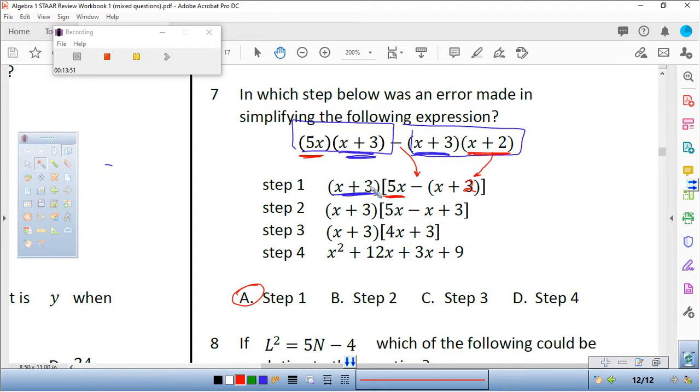All right, because if I multiply that, it's like I multiply all of this times this, gives me all of this. Multiply all of this times this should give me all of this. But they didn't write it right. So since step 1, they messed up.